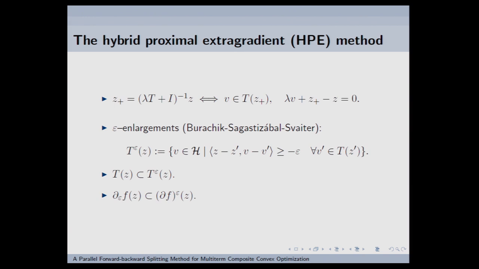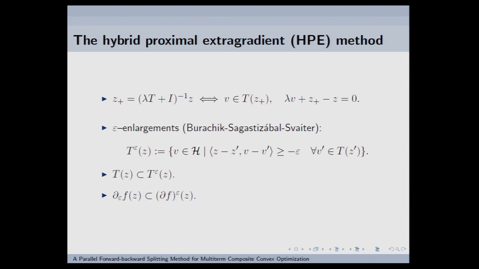And if you want an inexact method, we have to relax. So we need to relax both the inclusion and the equations. And the error will be relative to this displacement. Z plus is not exactly Z plus minus Z, we'll see, but we want the error relative to this displacement.